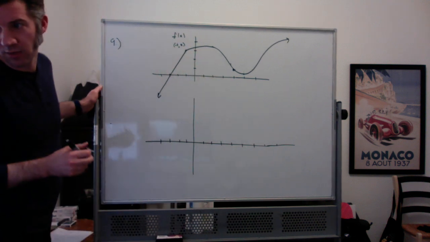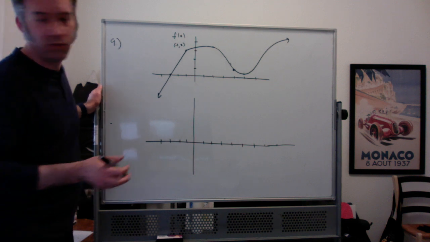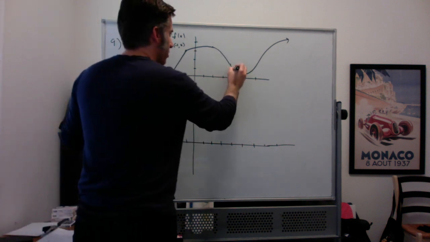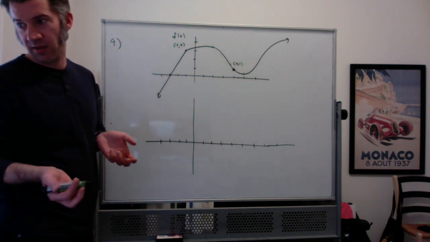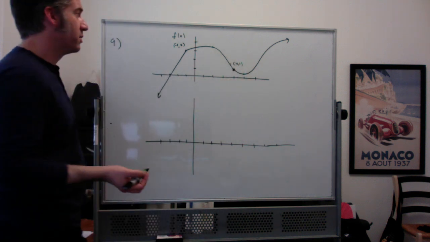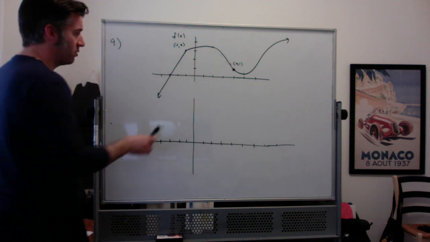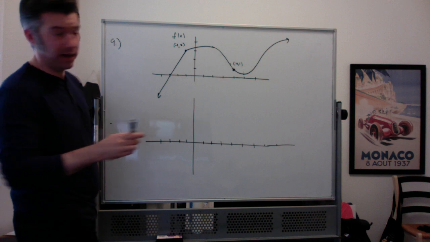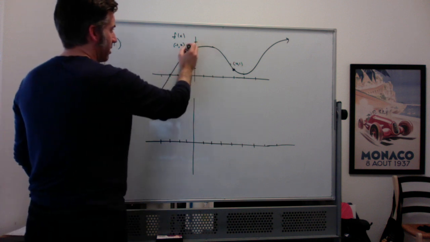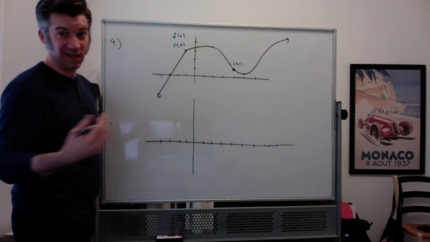What else sticks out to me here? We also seem to have the point 4, comma 1 right here. I don't think all these are super important, but these are just things I happen to notice. So I want to find the derivative. Notably, this point here is kind of pointy, right? It's going from here and then up like that. So at that point, the derivative is not going to exist.